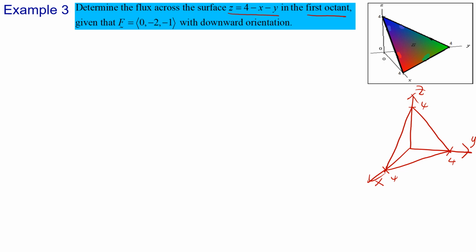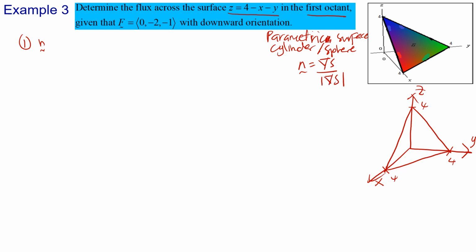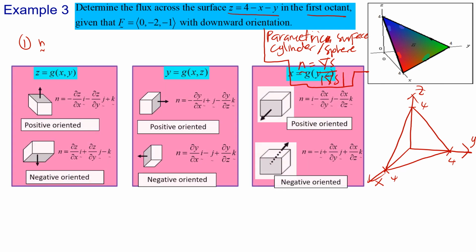Okay, so first step, find n. As usual, similarly to solving the parametric surface, we start by finding the value of n. If you remember, in finding n for the parametric surface, cylinder and sphere, to find n is by using gradient S over the magnitude of gradient S. This is for the non-parametric surface. But for the parametric surface, you have to use this table.